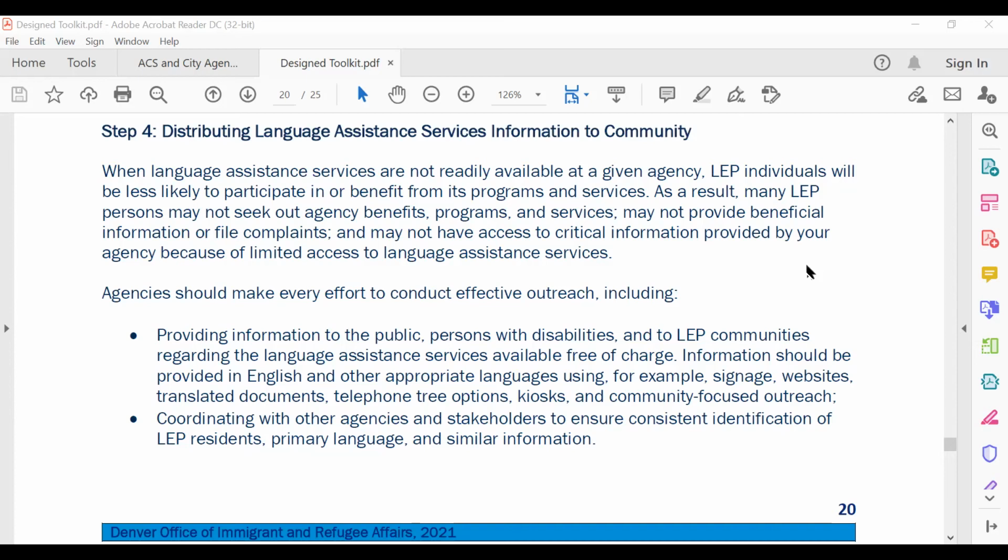One of the biggest things is coordinating with other agencies and stakeholders inside of your geographical area in order to identify LEP residents. You may have done your 4-factor analysis and you may have done all of your research, but speaking to an organization that's actually boots on the ground will definitely help you understand the LEP residents there, the primary languages, if they actually need things translated or not, and other similar information in order to build your plan.